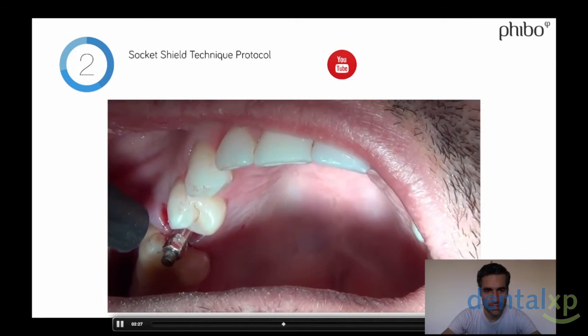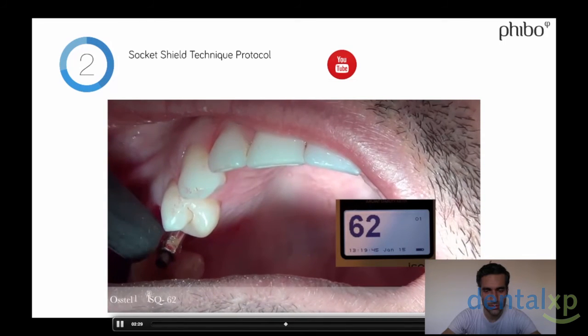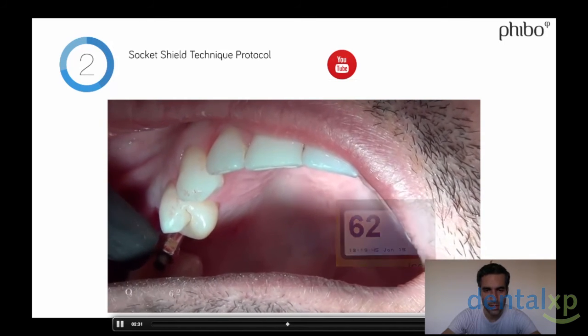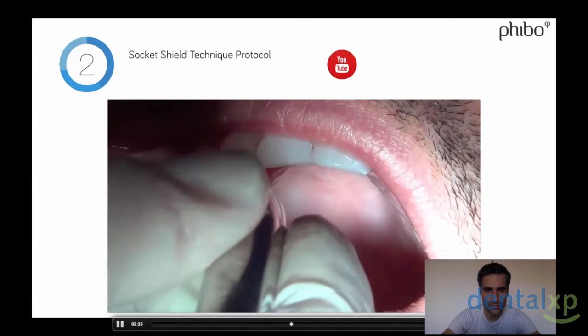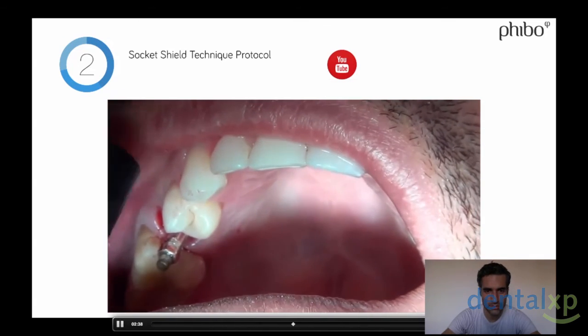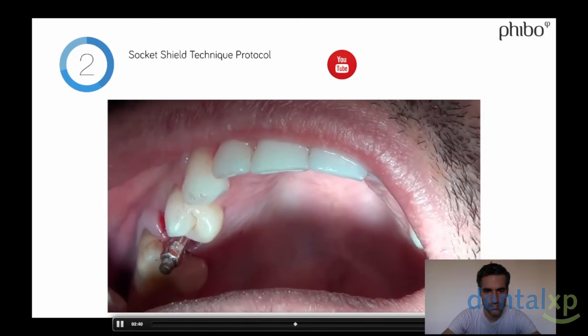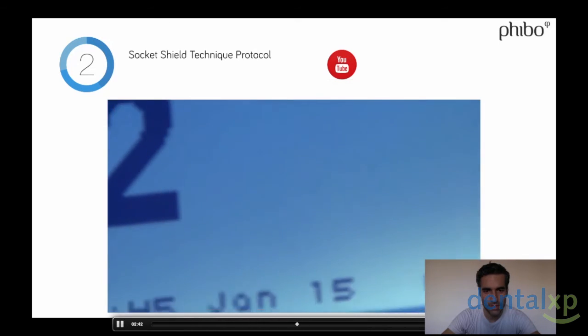And we measure the ISQ. In this case, 62. All the implants that have more than 60, we go for immediate restoration. So in this case, 62. We have the smart peg. We remove the smart peg.